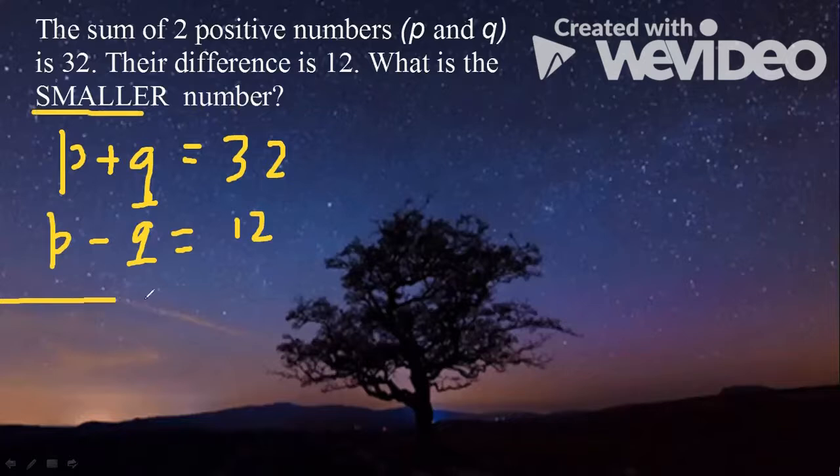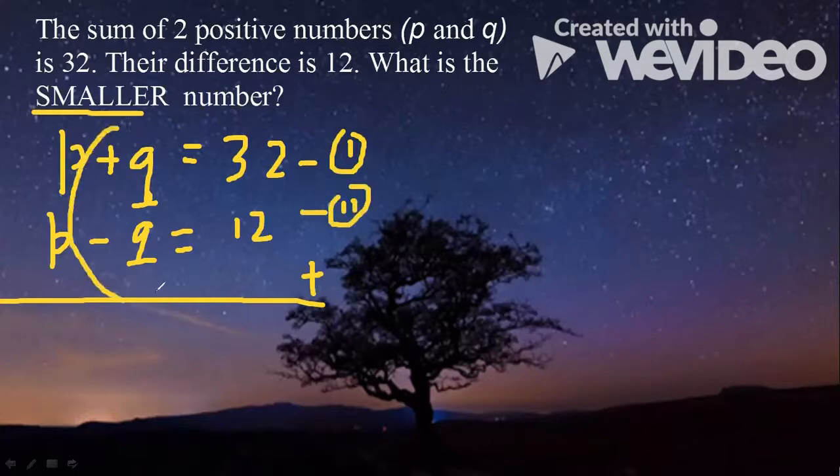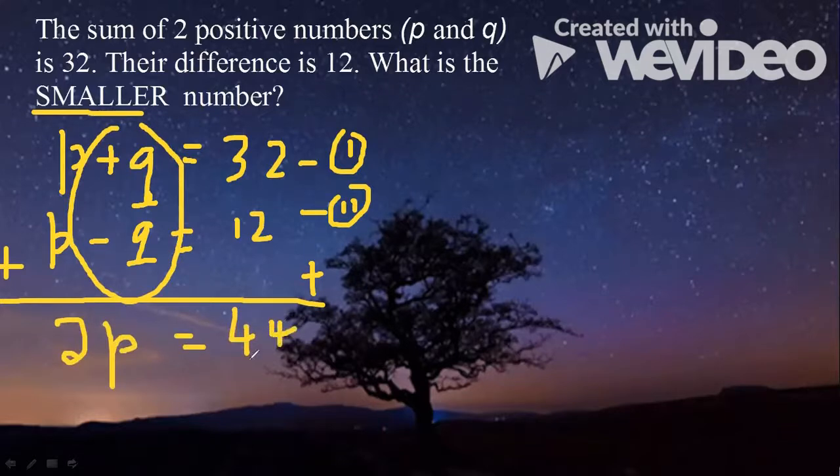What we're going to do is add these two equations, equation 1 and equation 2. Why are we adding? Because when we add the two equations, the negative Q and the positive Q will disappear. We end up with P plus P, which is 2P. So 2P is equal to 44. Divide everything by 2. Hence, P is equal to 22.